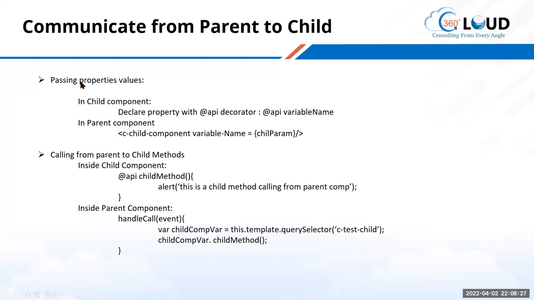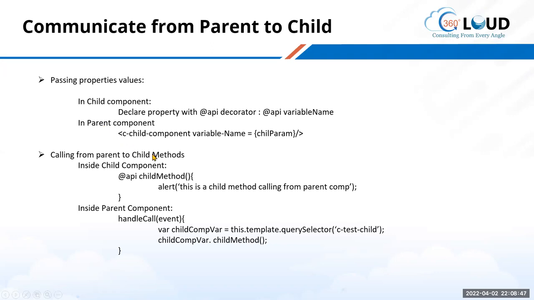So there are two things. First, when we have to pass a property value, like just one variable, we can use the API decorator on the variable and pass the variable from the parent component to the child component inside the parent component.